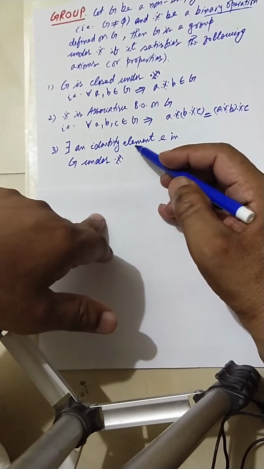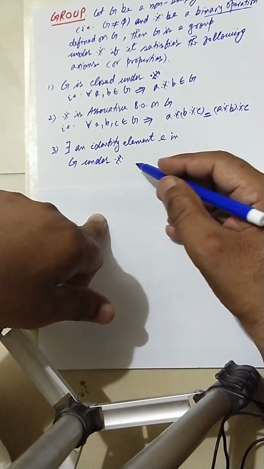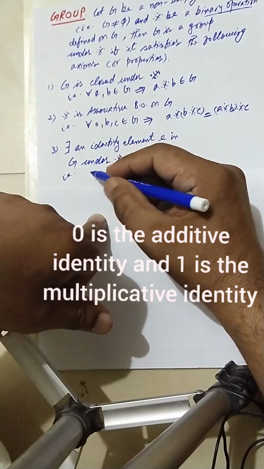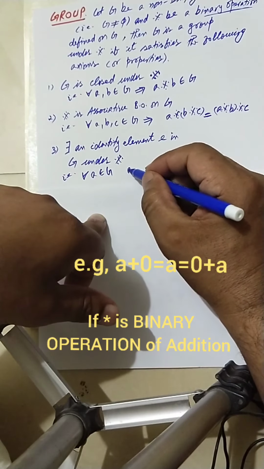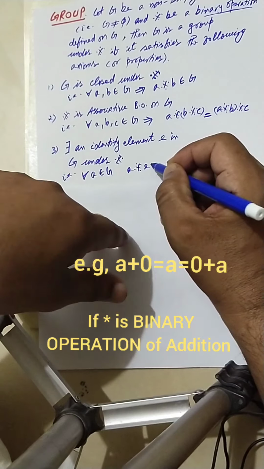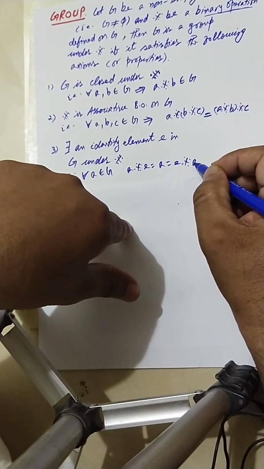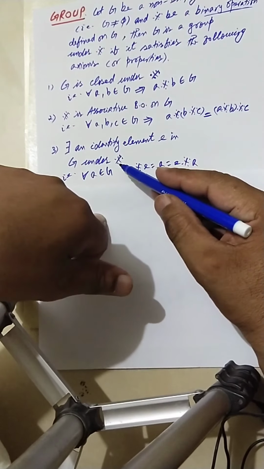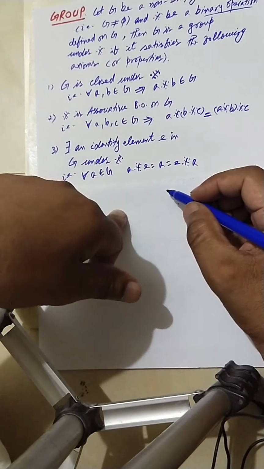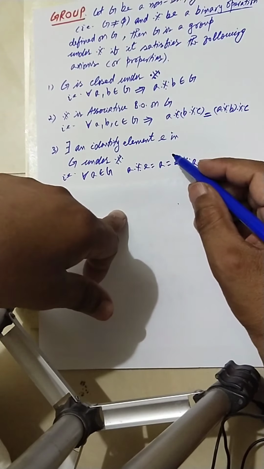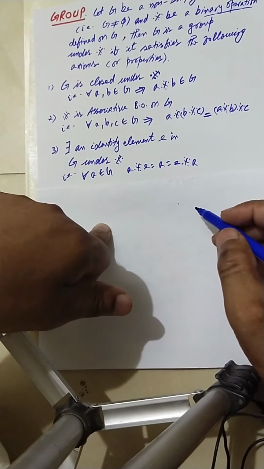Number third, there exists an identity element e in G under *, that is, for all a belongs to G, a * e equal to e * a. e is the identity element, and e may be 0 if * is addition, and e is 1 if * is multiplication.